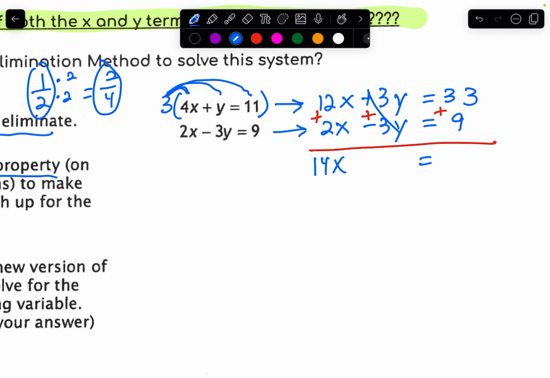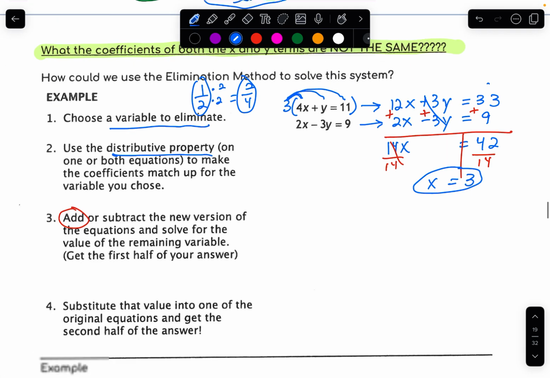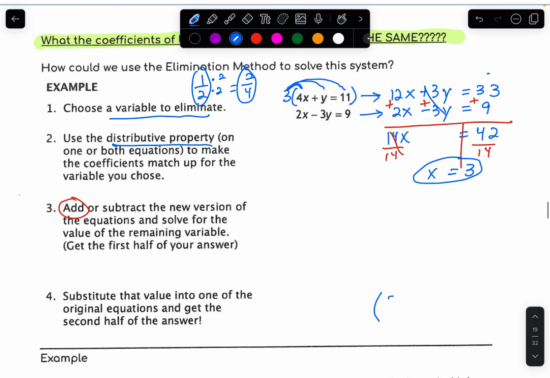If you want to write the 0 there, that's fine. 14x equals, okay, so 33 plus 9 is 42. So I have 14x equals 42. Let's just go ahead and solve that now. 14x equals 42. That means x is equal to 42 divided by 14, which you might know is 3. So half of our solution is 3. That's the x value of our intersection point for our solution.